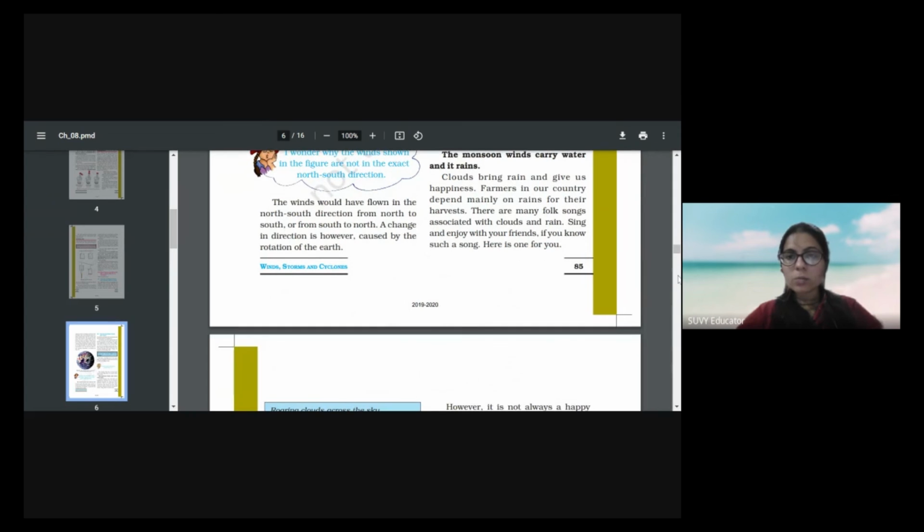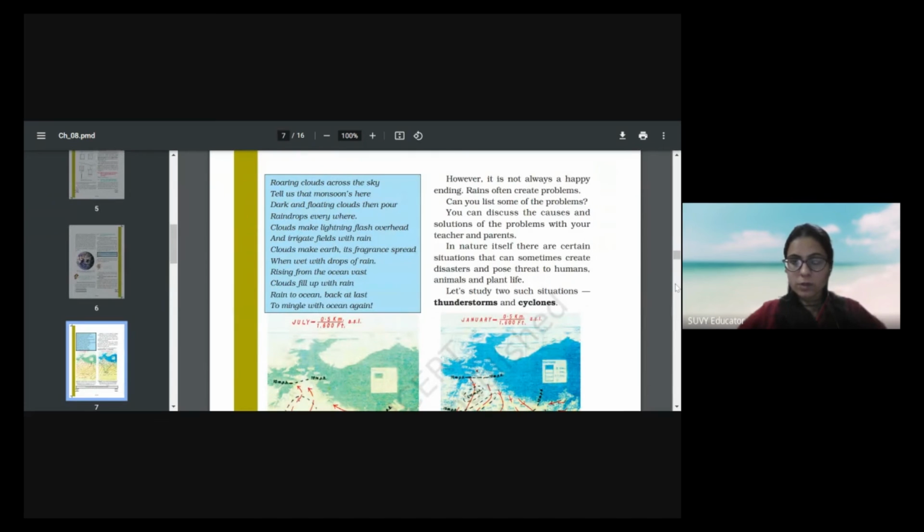So the question can be asked in your exams: what are the monsoon winds? How do monsoon winds occur? How do winter and rain occur? So clouds bring rain and give us happiness. Yes, farmers especially. Obviously, when there's rain, the farmers feel very happy because their crops need water, and with the help of these rains, the crops will grow faster.